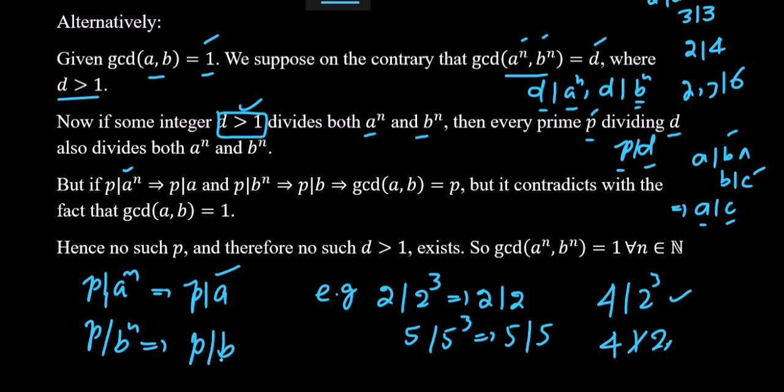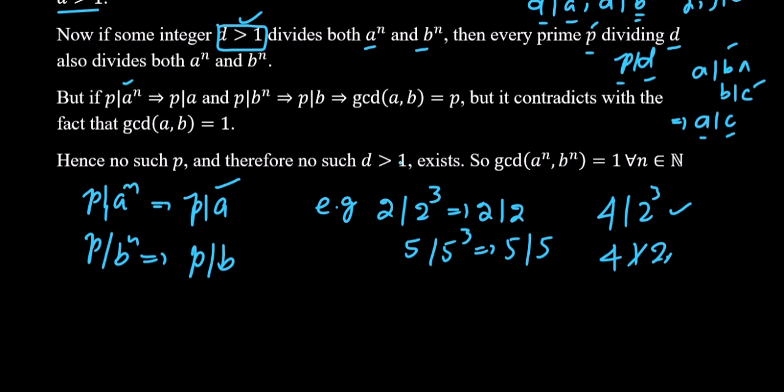It means P is a common divisor of A and B. If P is a common divisor of A and B, it means A and B have a GCD equal to P. But it contradicts the fact that GCD of A and B is equal to 1. Above, we have supposed that there is nothing common in A and B except 1. Their GCD is 1. But from here, we have shown that P is a common divisor of both A and B. This is a common factor of A and B. So this contradicts our fact.